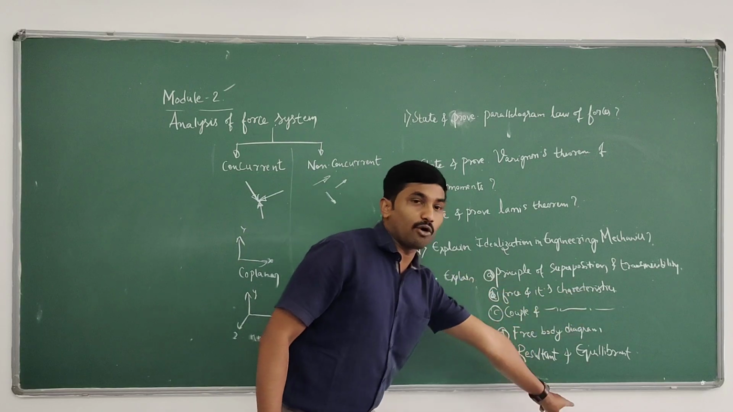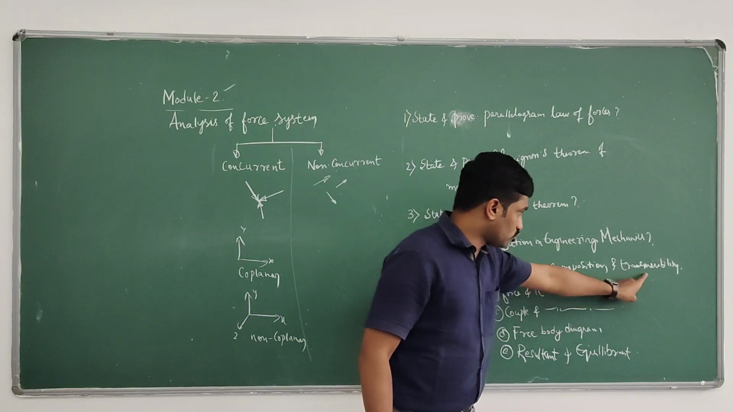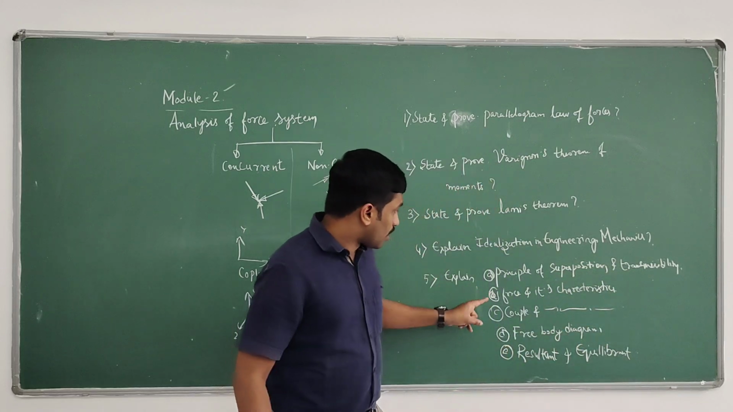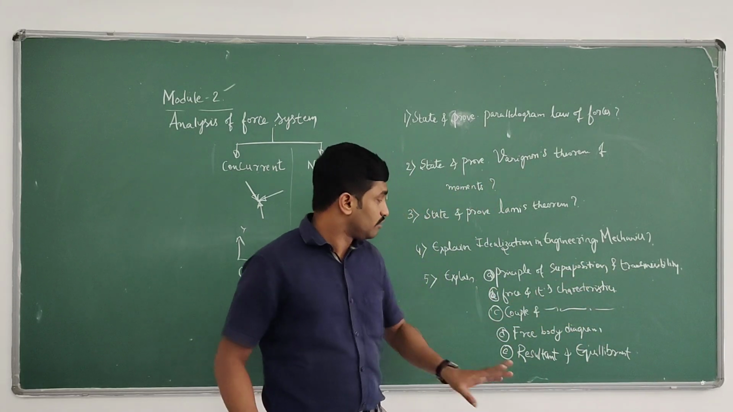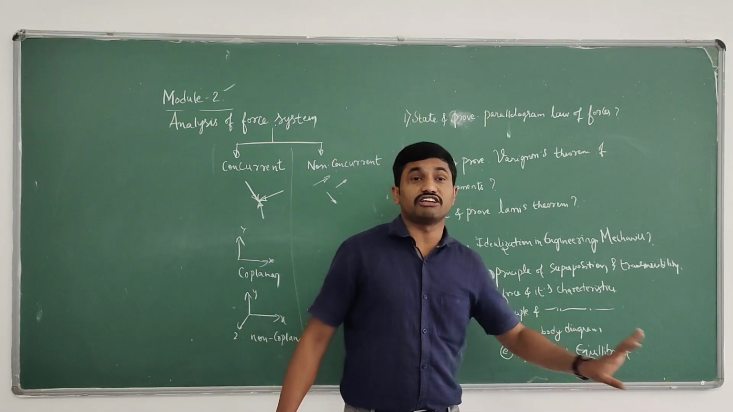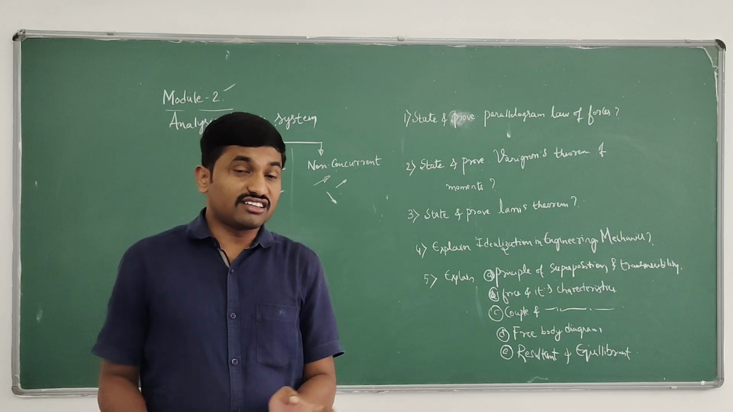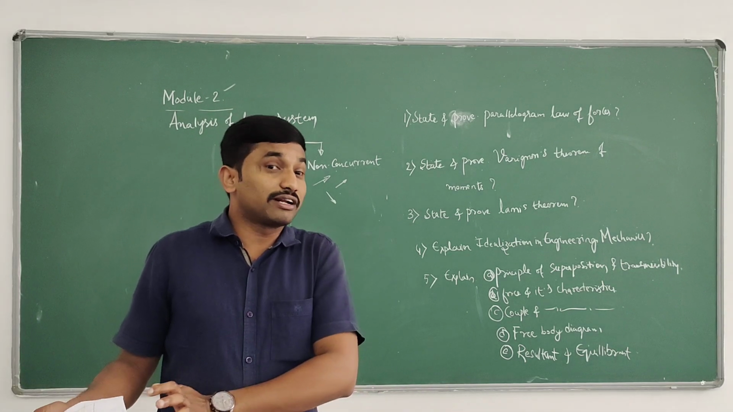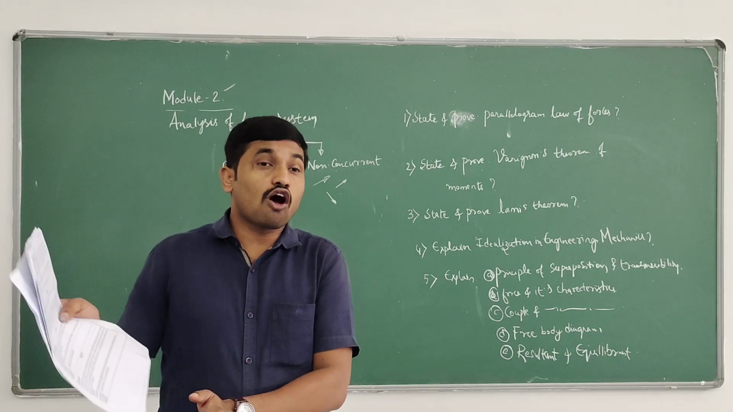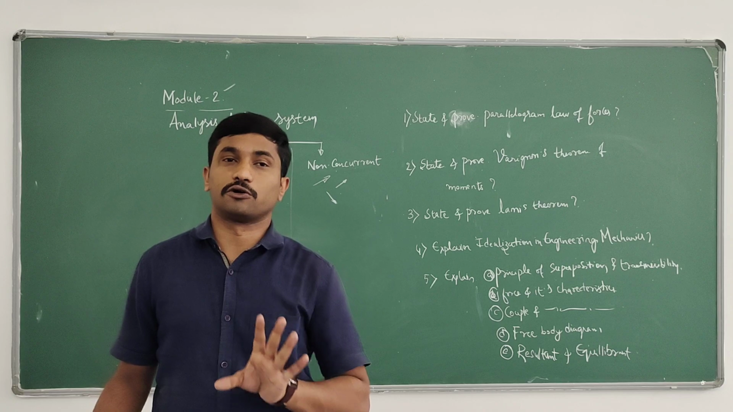And this is a very, very important thing: the principle of superposition, and also transmissibility, and force and its characteristics, couple and its characteristics, free body diagram, and resultant and equilibrium. Resultant means the sum of all the forces acting on a body, while equilibrium is the extra force required to bring the body into equilibrium. That is very, very important.